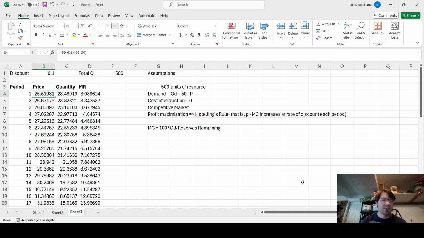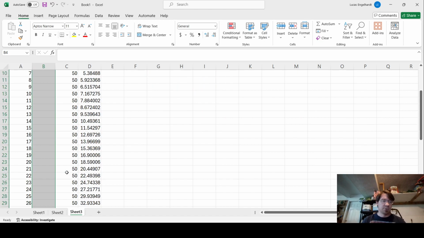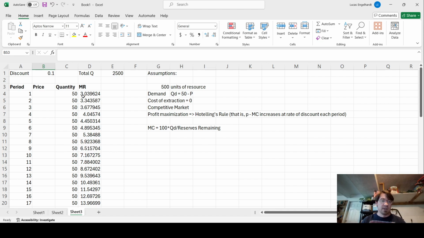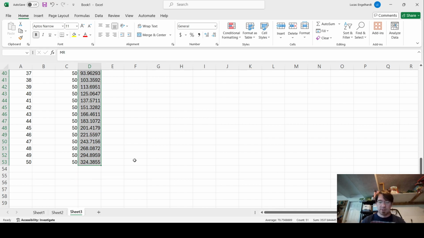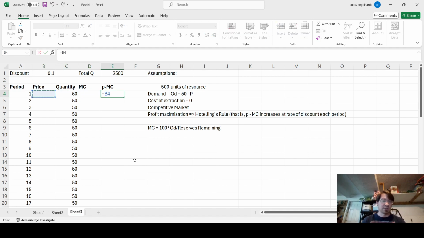Okay, so that's what we're looking at here. Right, so a few things that I want to do. Well, one, I need to clear out some of these formulas that are now outdated. So this price formula is no longer going to be accurate. Marginal revenue formula, well, we're not actually using marginal revenue anymore. So we'll delete that. Okay. All right. So remember what we're looking for here is price minus marginal cost. So we need a marginal cost column and a price minus marginal cost column.